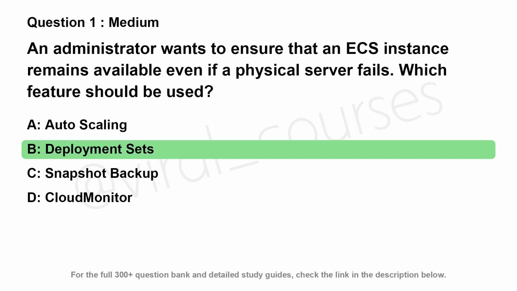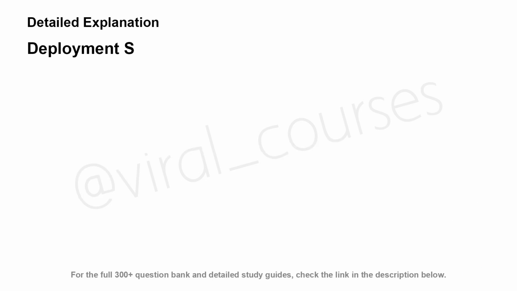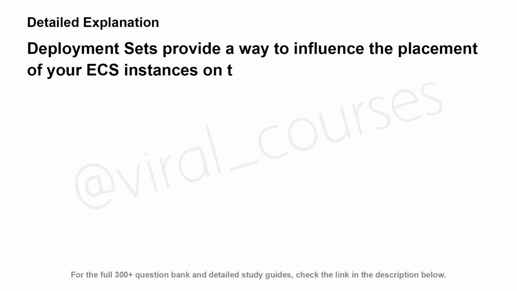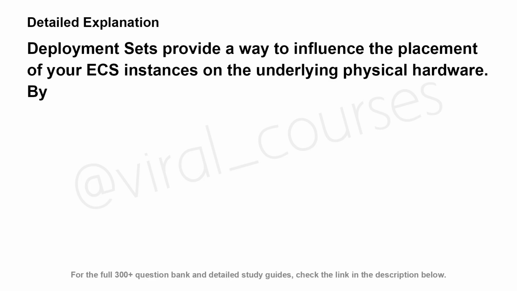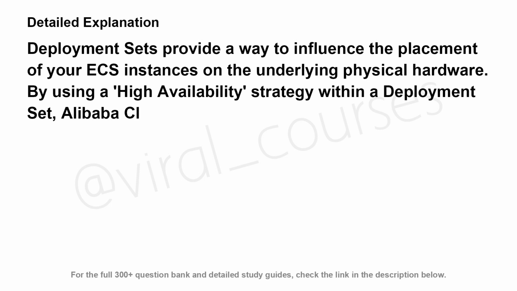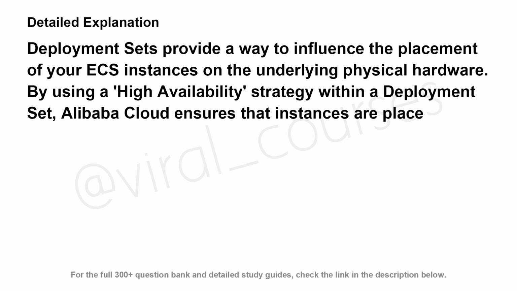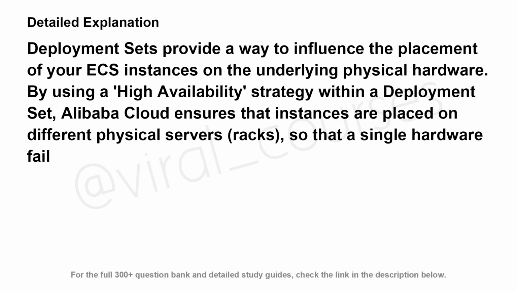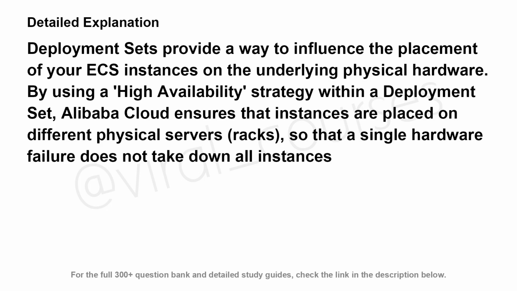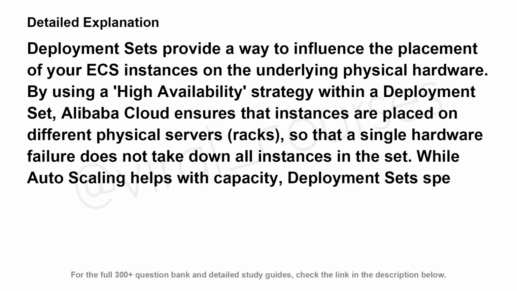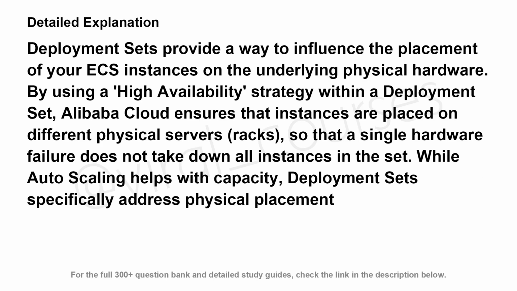The correct answer is B. Deployment sets provide a way to influence the placement of your ECS instances on the underlying physical hardware. By using a high availability strategy within a deployment set, Alibaba Cloud ensures that instances are placed on different physical servers and racks, so that a single hardware failure does not take down all instances in the set. While auto scaling helps with capacity, deployment sets specifically address physical placement logic for fault tolerance.